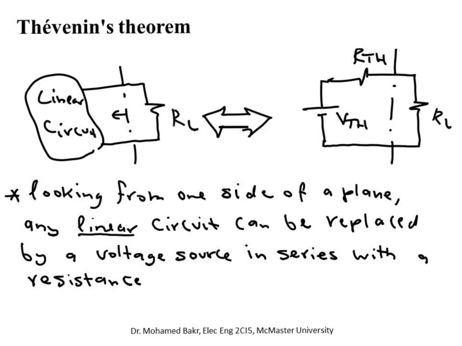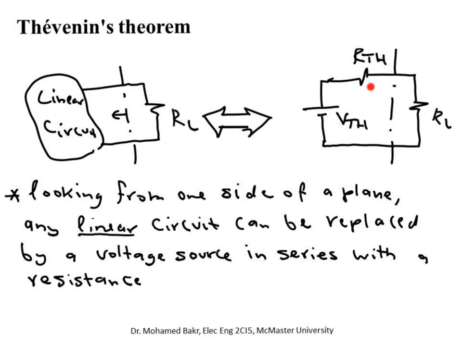So we take a look here at a linear circuit. What the theorem is saying is that if you have a linear circuit, and this is one of the ports of the linear circuit, it's simply any two terminals in this linear circuit. So these two terminals are connected to some load resistance RL. Now, looking into the circuit, I can replace the whole circuit, regardless of how complicated it is, by what we call a Thevenin equivalent, which is shown here: a voltage source in series with a resistance.